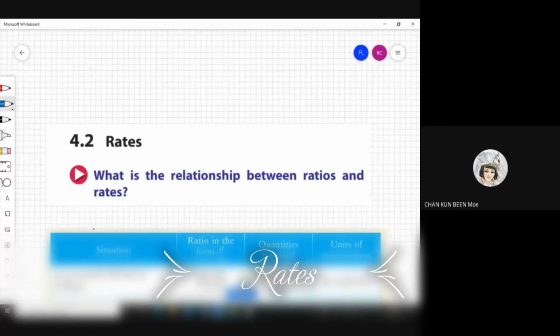Chapter 4, previously we have learned the first one, which is ratio. Okay, so today we are going to continue on rates.